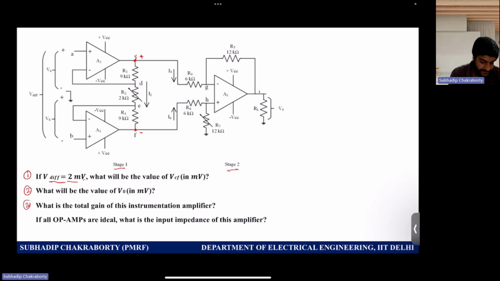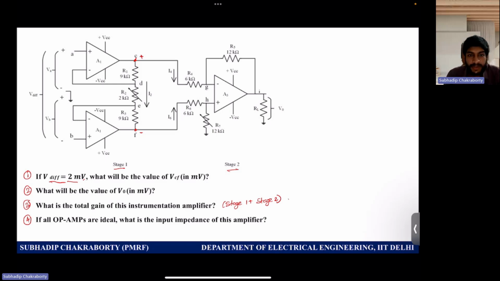and as part 3 we are being asked to find the total gain of the instrumentation amplifier, that is for stage 1 plus stage 2. And if all the op-amps are assumed to be ideal, then the input impedance of this amplifier is being asked. So 4 problems are there within one problem, and you have to analyze this overall circuit configuration to determine these 4 parts.